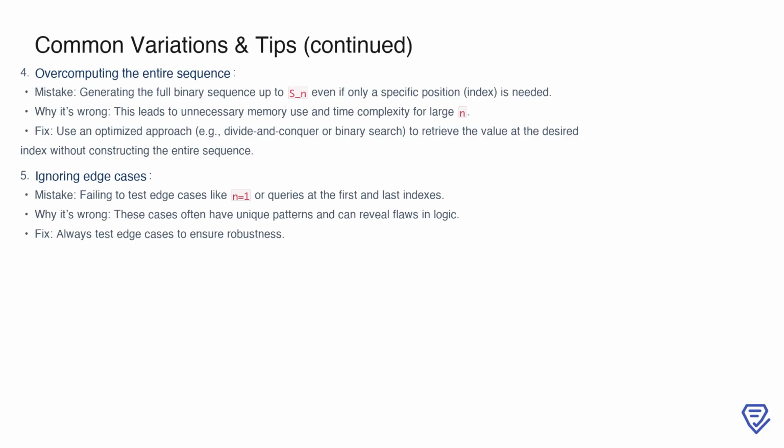Additionally, neglecting edge cases can lead to bugs. For example, scenarios like n equals 1 or queries at the very first or last index often behave differently and can expose flaws in your logic. To ensure your solution is robust, always include edge cases in your testing strategy.